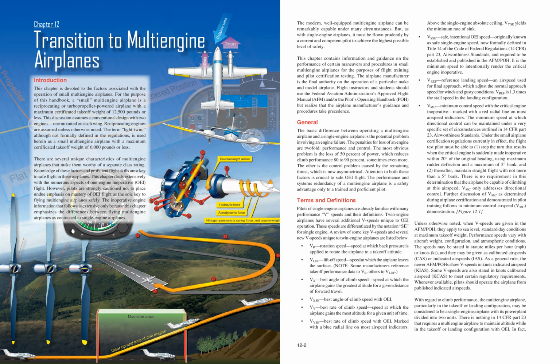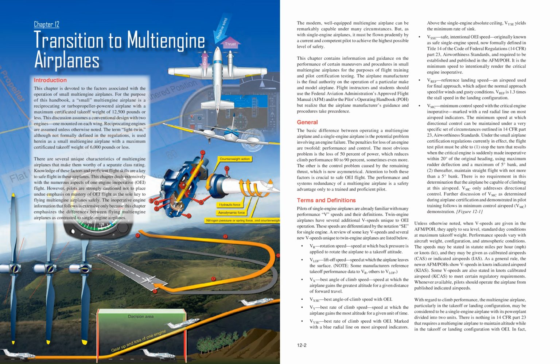The basic difference between operating a multi-engine airplane and a single-engine airplane is the potential problem involving an engine failure. The penalties for loss of an engine are twofold: performance and control. The most obvious problem is the loss of 50% of power, which reduces climb performance 80 to 90%, sometimes even more. The other is the control problem caused by the remaining thrust, which is now asymmetrical. Attention to both these factors is crucial to safe OEI flight. The performance and systems redundancy of a multi-engine airplane is a safety advantage only to a trained and proficient pilot.